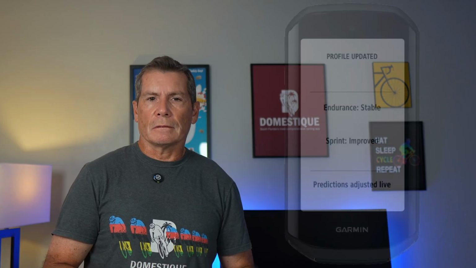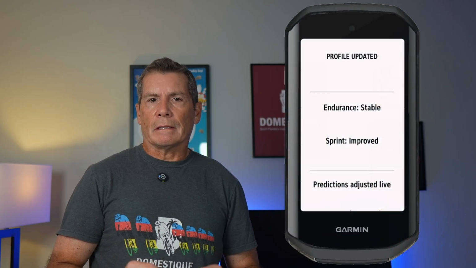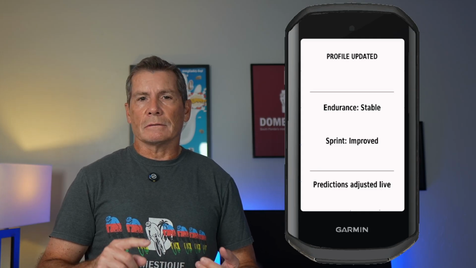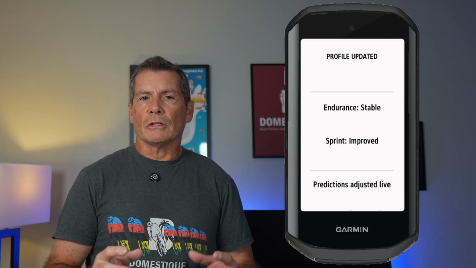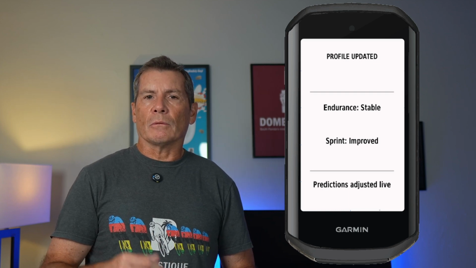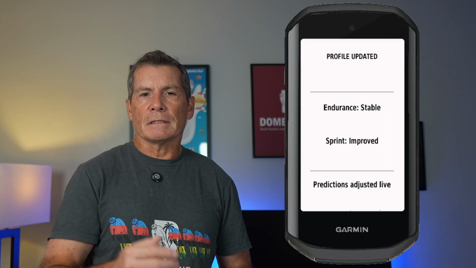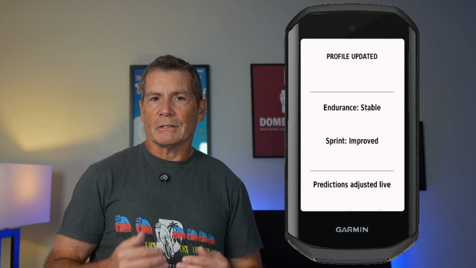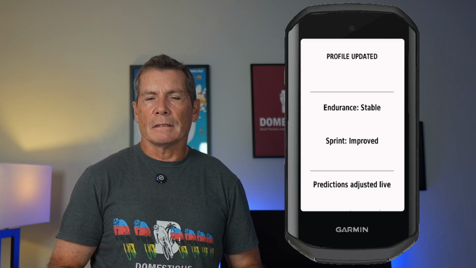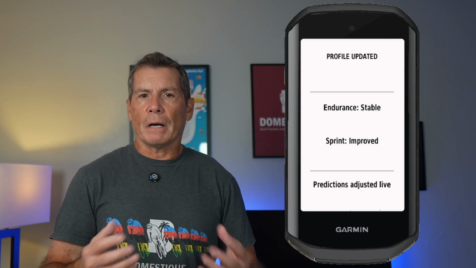The second notification that we updated is the in-ride notification. If the data field Never Bonk Again finds that your endurance capabilities or your sprint capabilities have changed during your ride, it will alert you. It will present a screen to you saying, hey, your endurance has improved or has decreased, or your sprint capacity is improving or is decreasing. That will help you understand how your body is changing as you train and as you ride.